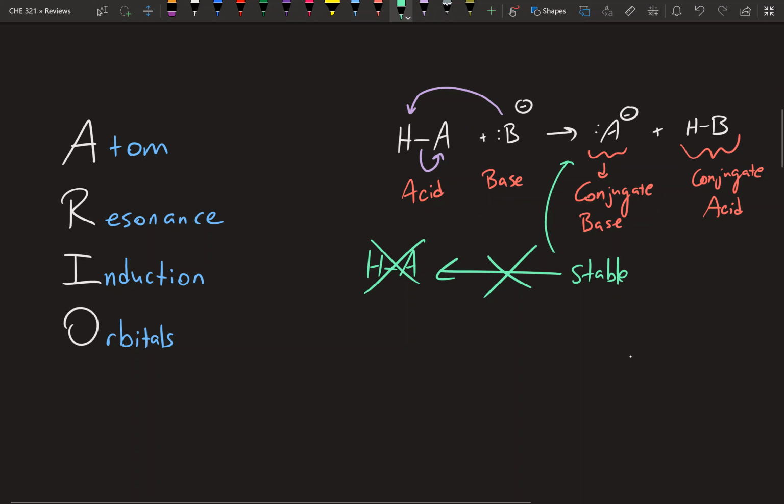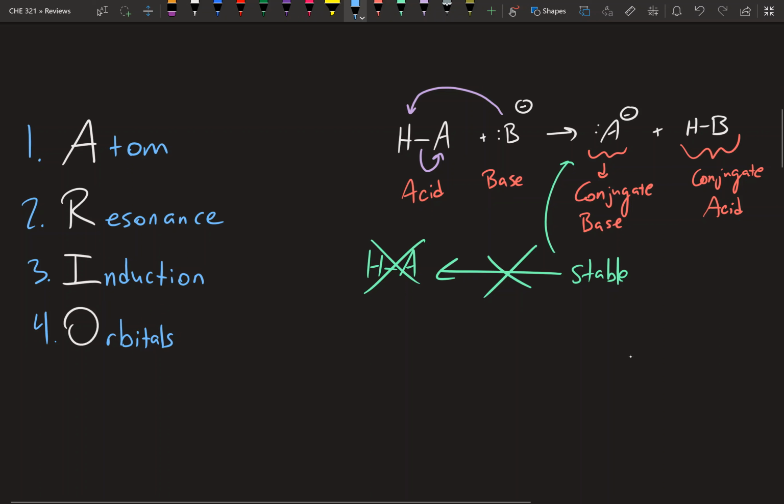So I wrote the four main factors on the left hand side of what determines acidity: the atom that is being deprotonated, whether we can resonate, induction, and orbitals. All right, and I'll explain all four of them, and they take priority in this order, number 1, 2, 3, 4, and I'll explain what I meant by that priority.